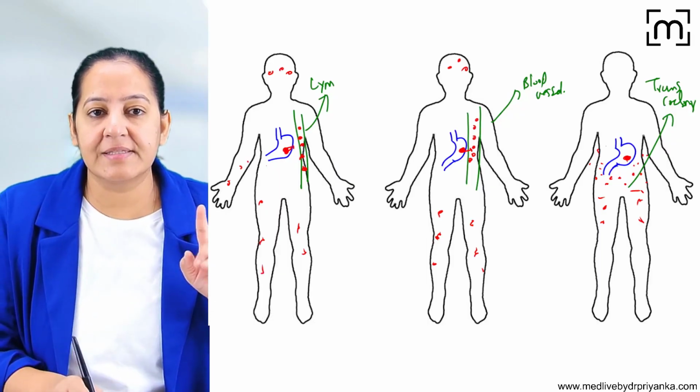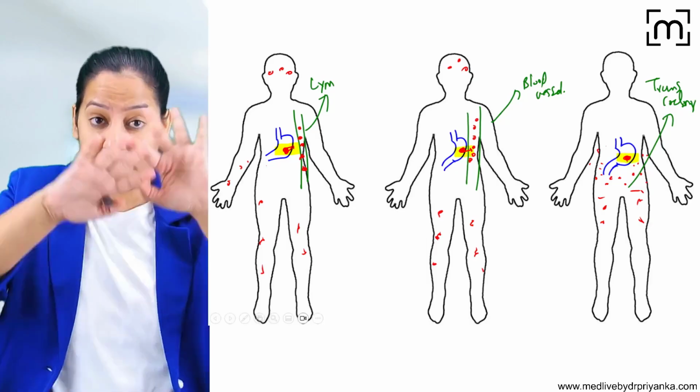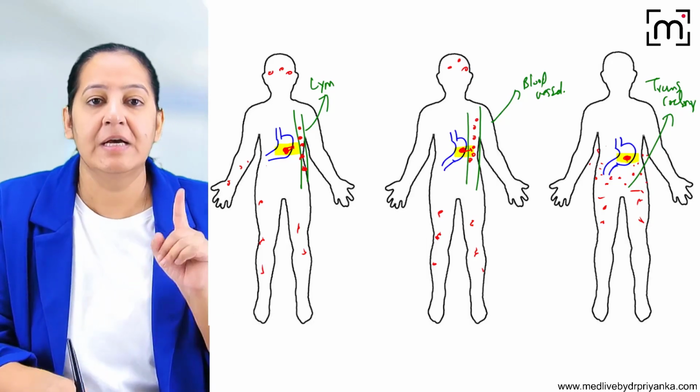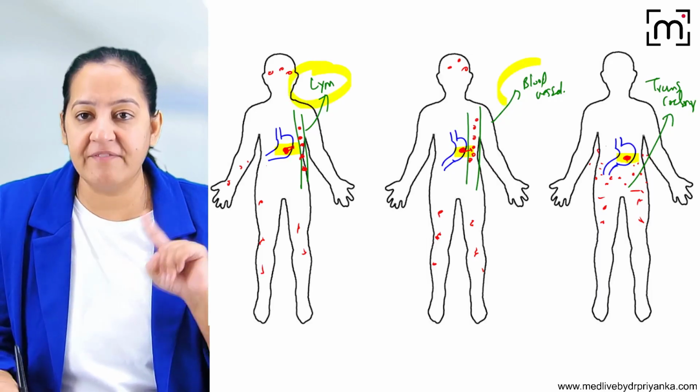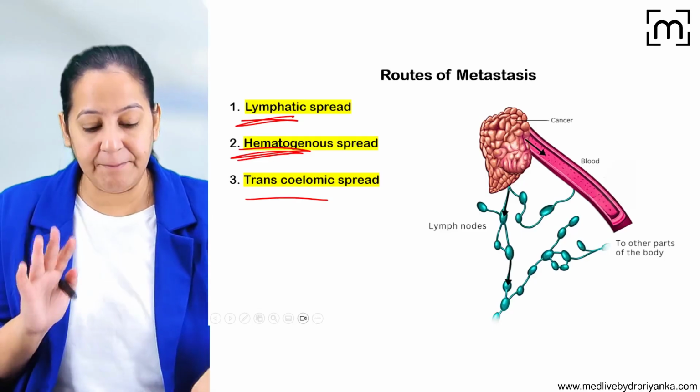So you can see this is the primary here, this is the primary here, and this is the primary here. How does this primary spread to multiple organs and form multiple secondaries? It can be via lymphatics, it can be via blood vessels, or it can be via cavities, that is transcoelomic route. So first understand the meaning of the three routes.